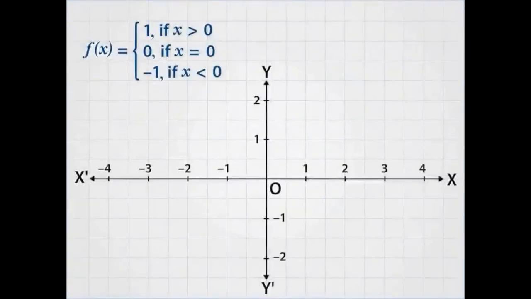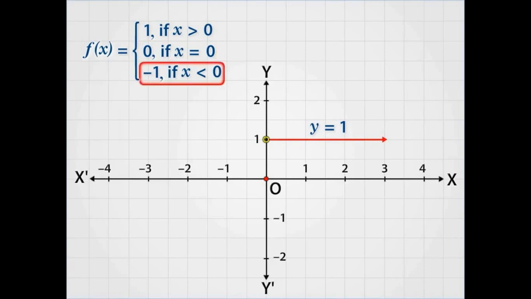Now let's plot the graph of a signum function. For all x greater than 0, f(x) equals 1. So we draw a horizontal line parallel to the x-axis so that it lies to the right of 1 on the y-axis. This small circle on 1 indicates that it is not included. For x equal to 0, f(x) equals 0. So mark a point at the origin.